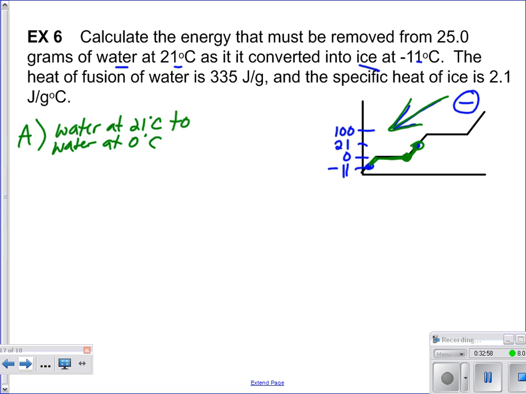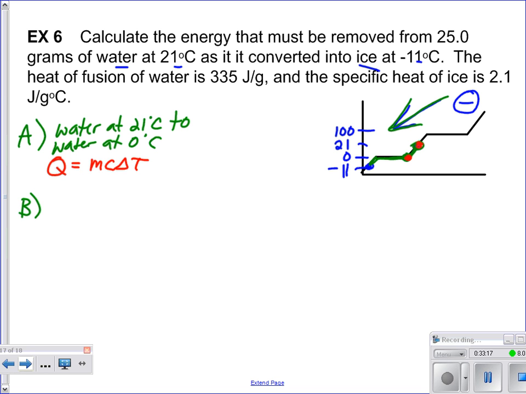That is my first step. Well, if that's what I'm doing in that first segment, going from water at 21 to water at 0, what formula am I going to use? Okay. All right, next step. I'm going to come back and plug in later.